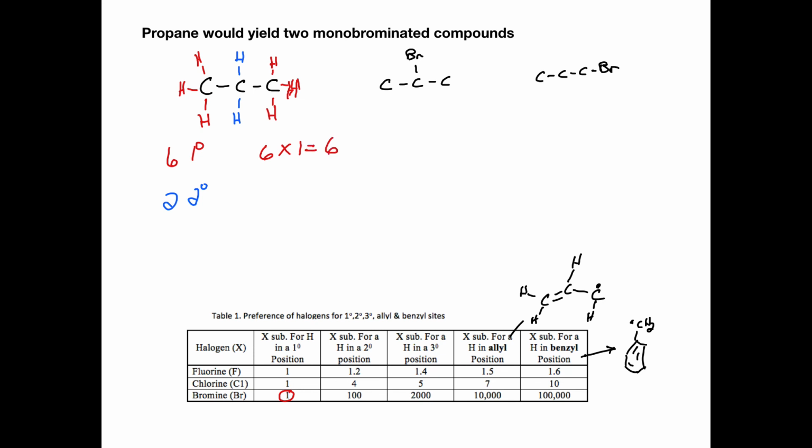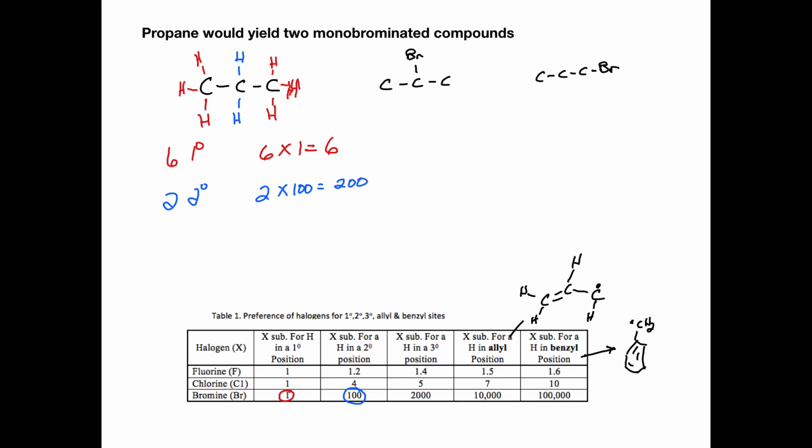Remember, that's for the primary. Let's do it also for the secondary. We said we have 2 of those hydrogens. And again, how do we get that? There are 2 hydrogens connected to a secondary carbon. And for each of these carbons on the end, they're primary, and they each have 3 hydrogens attached to them. Right? But notice that the selectivity for bromine for secondary is 100. This would be 2 times 100, and that would be 200.